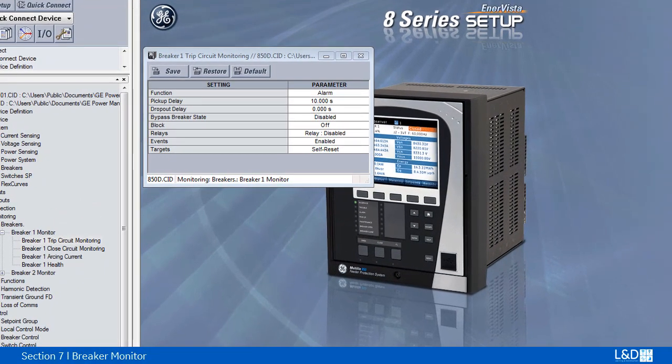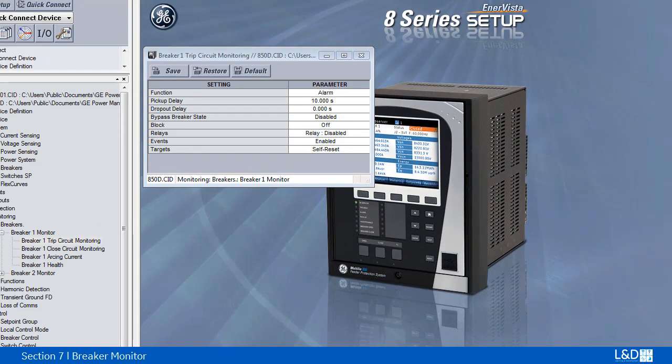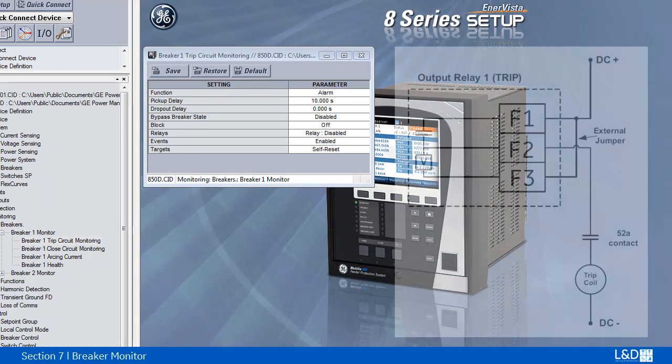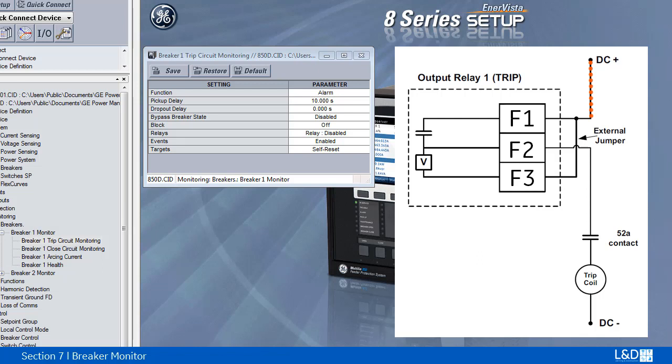The health of the trip circuit can be monitored when a jumper is wired from the DC positive side to F3 of the trip contact. When the main breaker is closed, the trickle current will pass through the voltage monitoring circuit and the 52A auxiliary switch without tripping the breaker. When the main breaker is open, the monitoring circuit is interrupted.